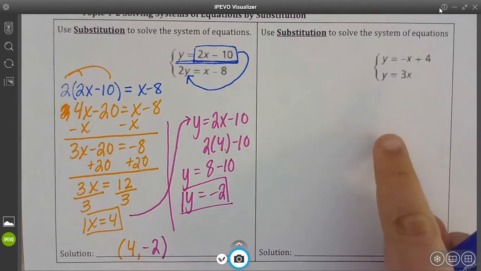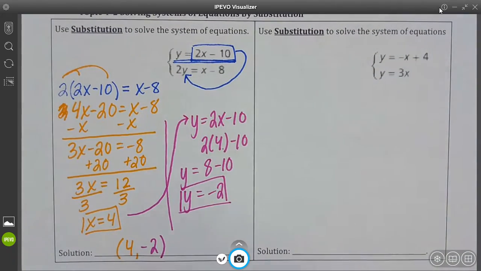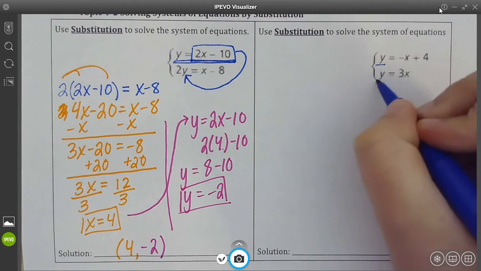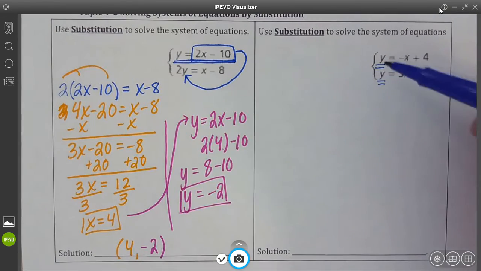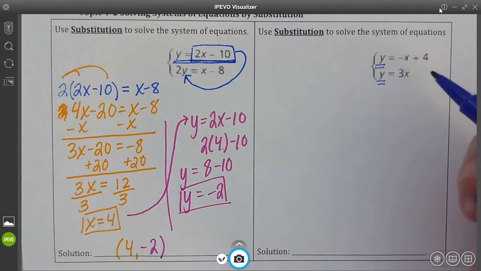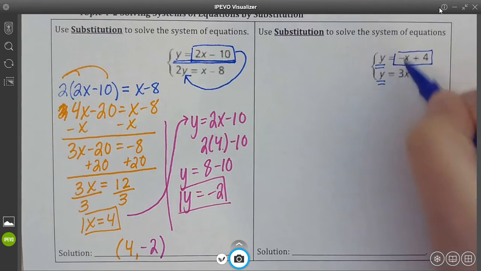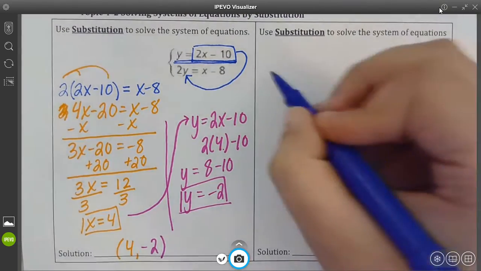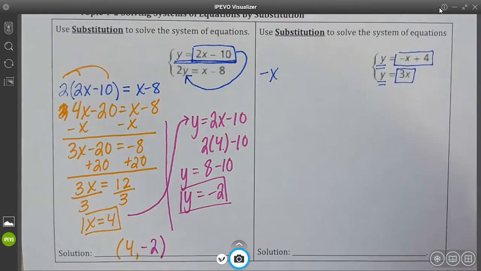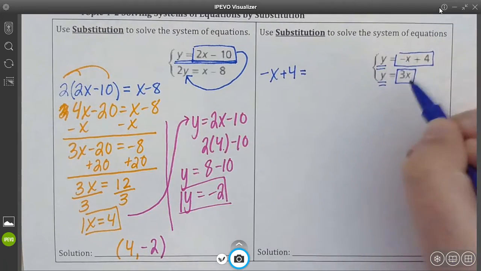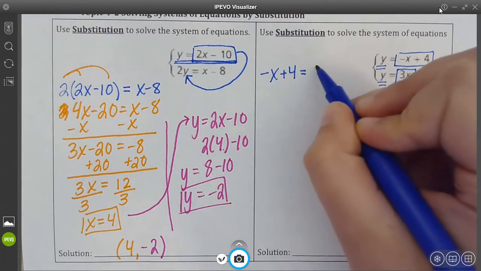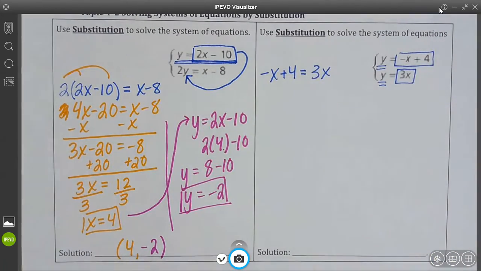Now, our next equation still asks us to solve using substitution. This time, they're both set equal to y. And in this specific case, when we have two equations that say y equals, what we can do is take these two right-hand sides, the two pieces that have the x's in them, and we're going to set them equal to each other because we know y has to equal whatever y is. So negative x plus 4 is going to equal 3x. And now we're going to solve our equation just like we normally would.